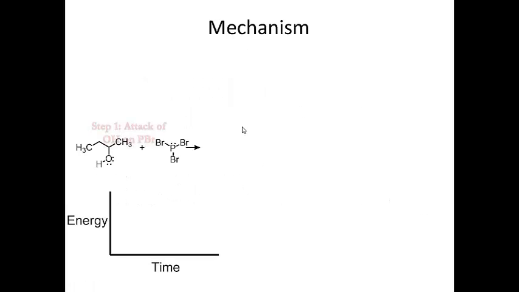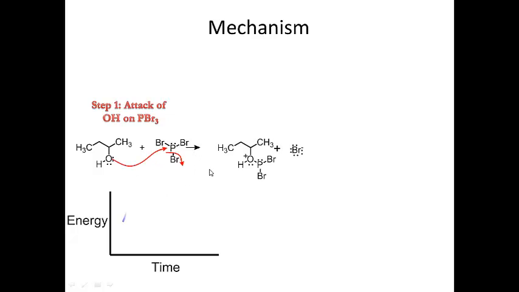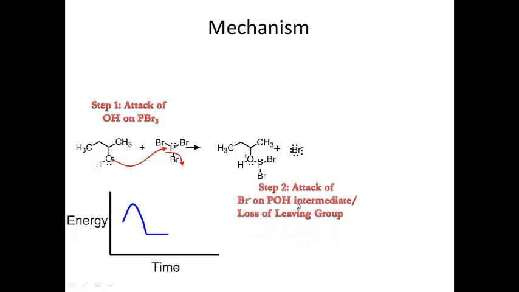First step, obviously, attack of the alcohol on PBr3, and let's see what we get as a result of that. What we get here is ZOH. You can see that now I'm set up to make the OH a better leaving group. So what's the next step? Attack of bromine at this carbon that's bonded to oxygen, and loss of the leaving group. Again, this is my leaving group right here.